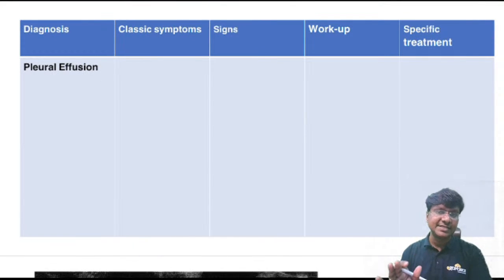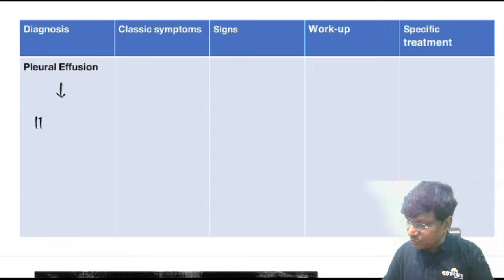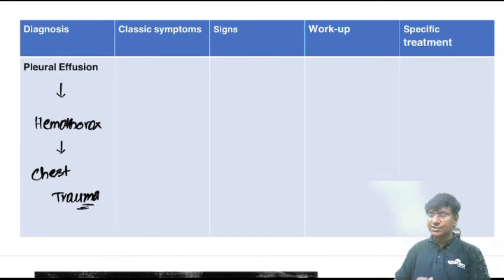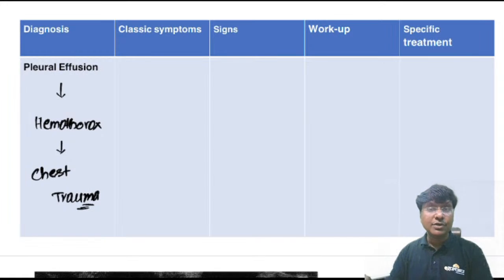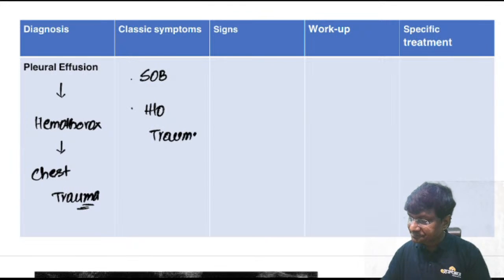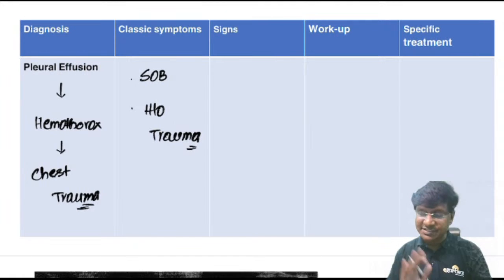Then the next important pulmonary emergency will be pleural effusion. But remember, pleural effusion as such does not present with sudden onset dyspnea. But if there is development of hemothorax secondary to chest trauma, in this case the pleural effusion patients can present with sudden onset dyspnea. So there will be a history of trauma to the chest, some road traffic accident or any blunt injury over the chest, so they can present with hemothorax.